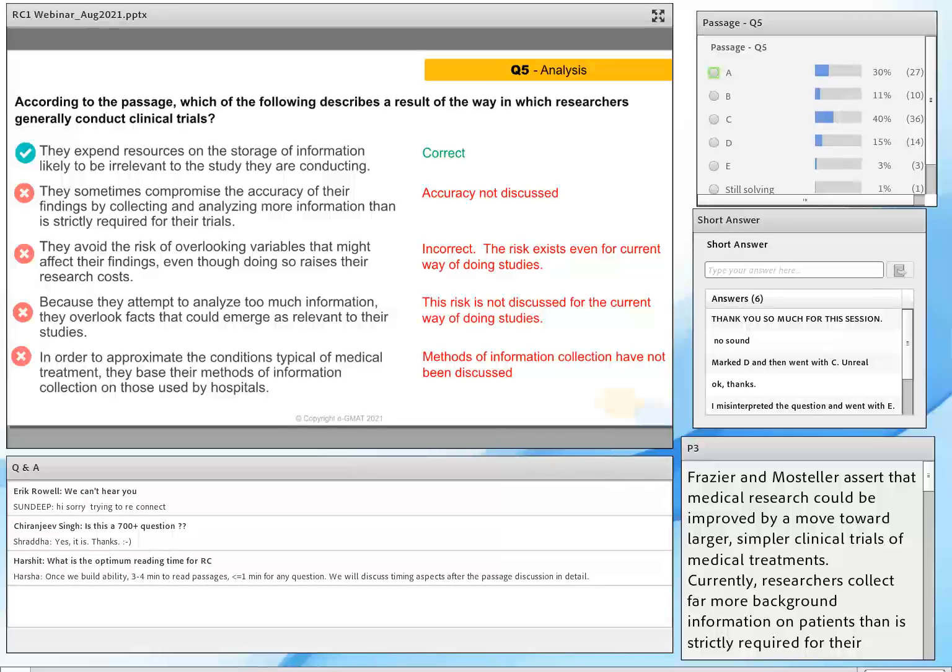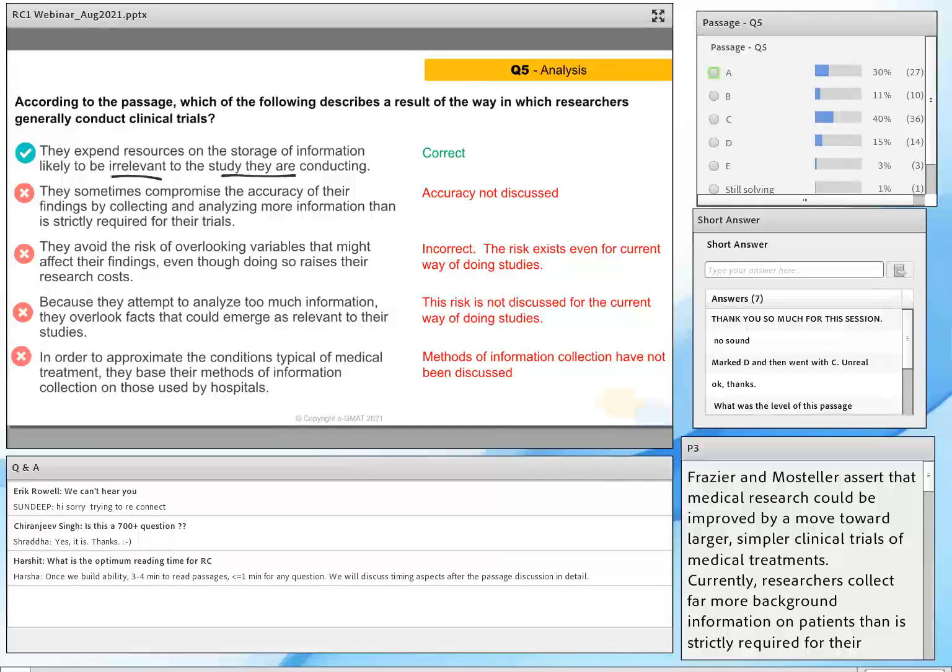Okay, so let's see what A is saying, why A is right. They expend resources on the storage of information likely to be irrelevant to the study they are conducting. Now, this is the part of the passage that this answer choice is talking about. If I were to change the color of the text, this is what I have: thereby escalating costs of data collection, storage, and analysis.